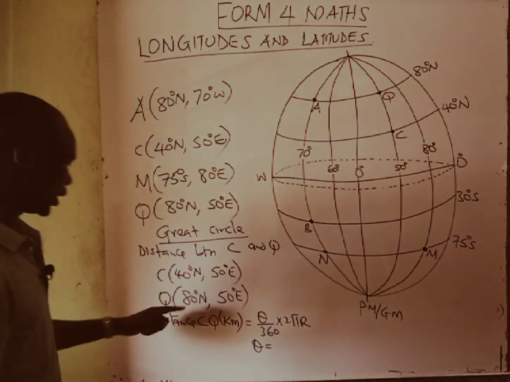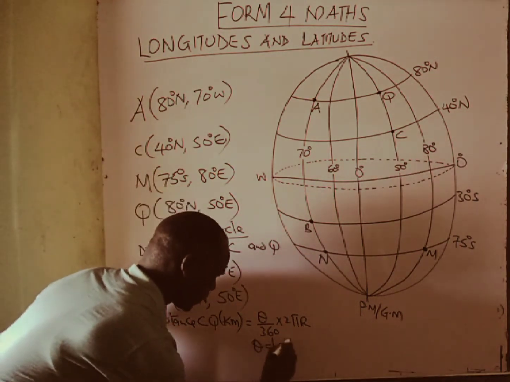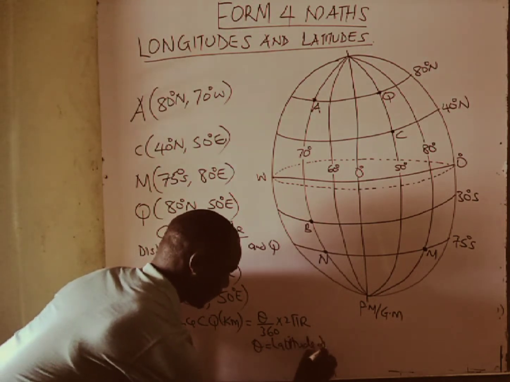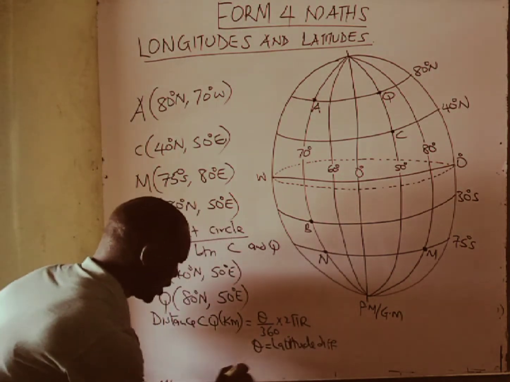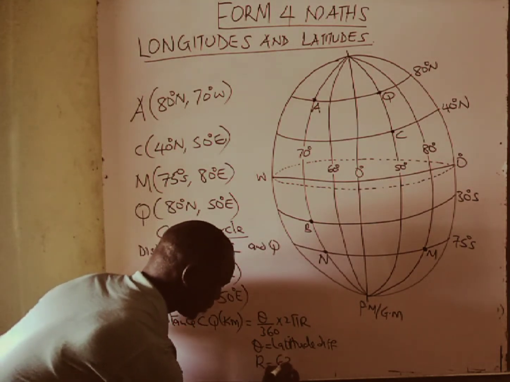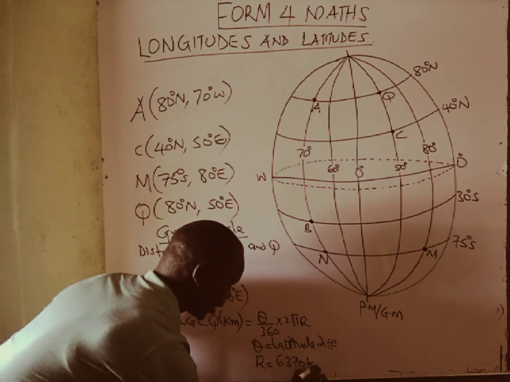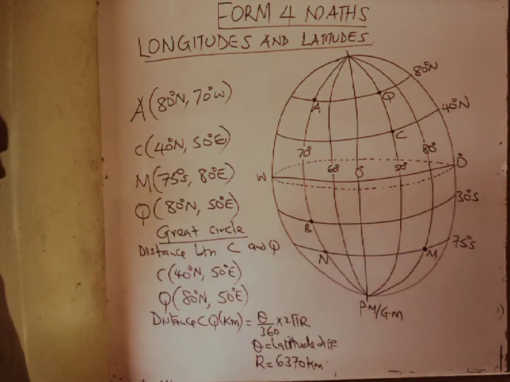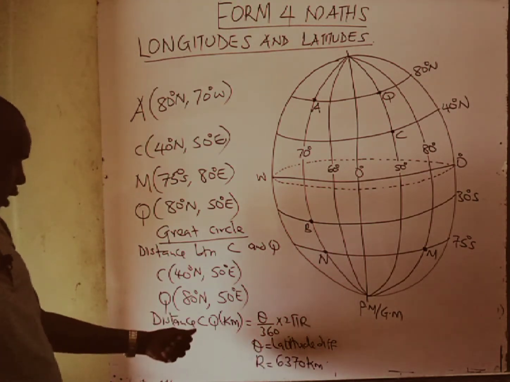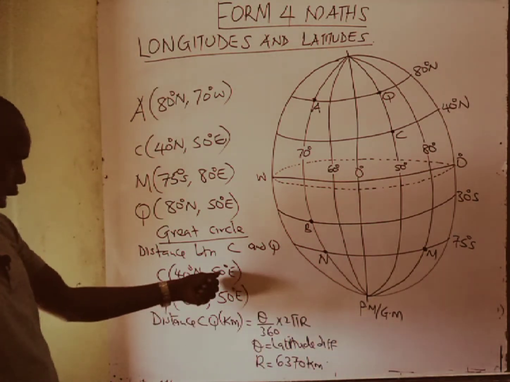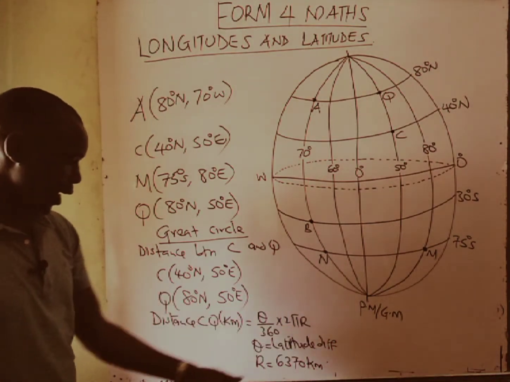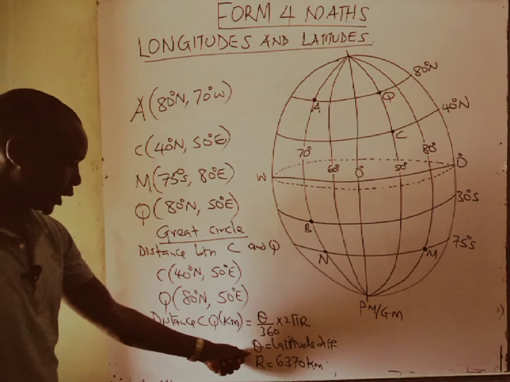represents the latitude difference, and our r represents the radius of the earth, which is approximately 6370 kilometers. So in short, distance between any 2 points on the earth's surface in kilometers which lie on a great circle is given by theta over 360 times 2 pi r, where theta is our latitude difference.